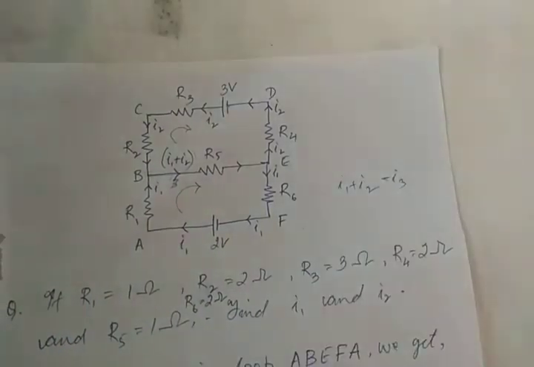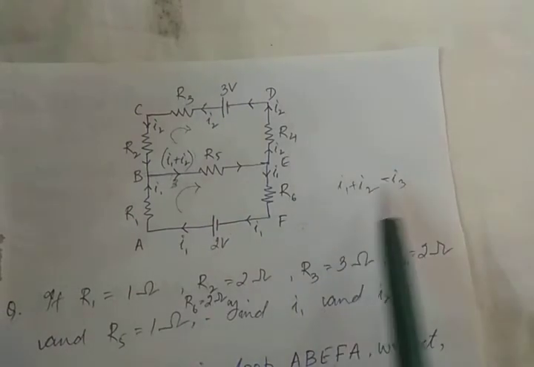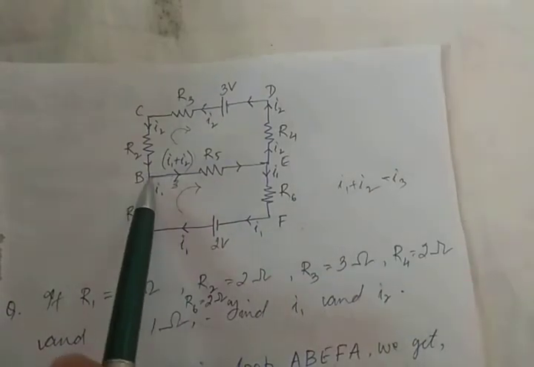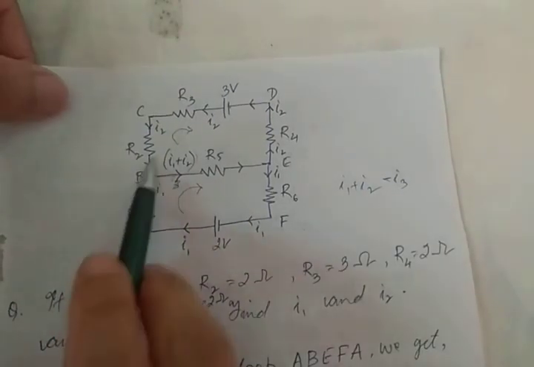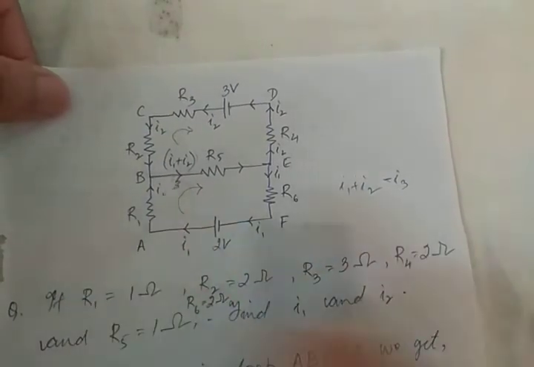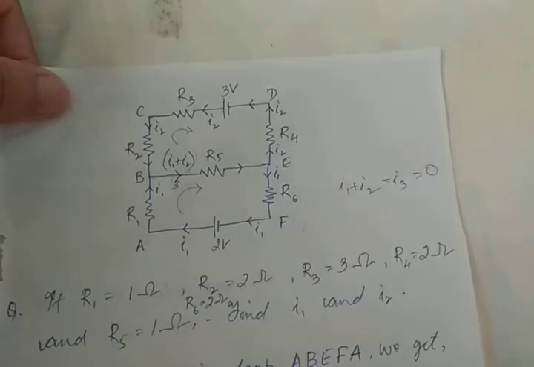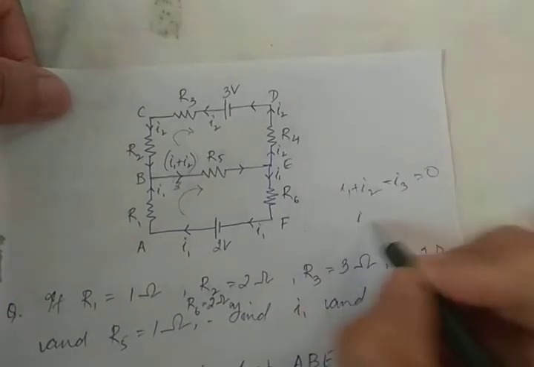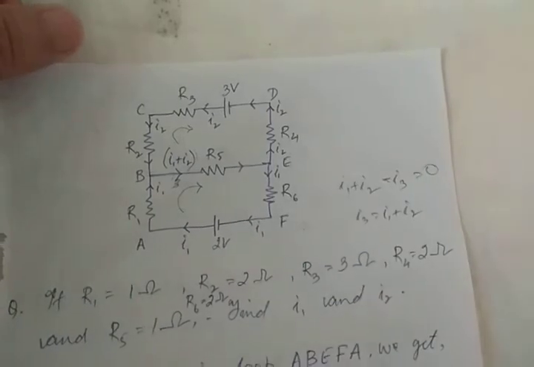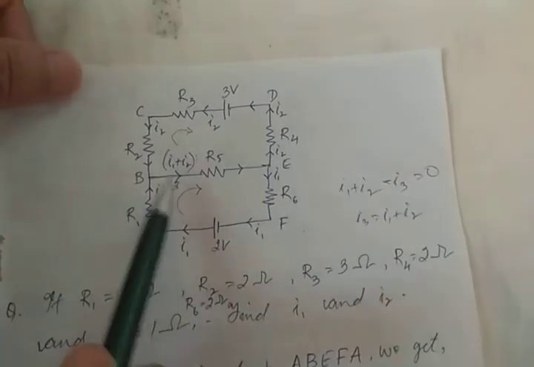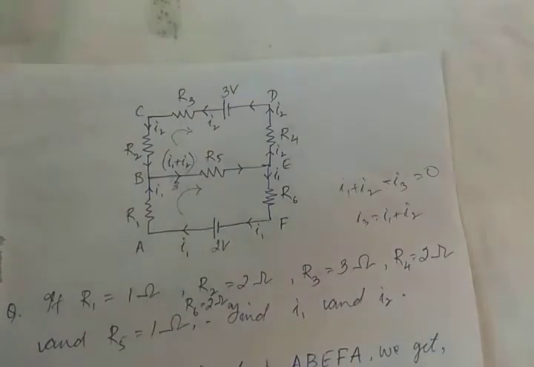Kirchhoff's current law tells us that the algebraic sum of the currents flowing into the junction, or meeting at the junction, is 0. So we have 3 currents, 2 flowing into the junction, and I3 flowing away from the junction. So I1 plus I2 minus I3 is equal to 0. From here, what do we get? I3 is I1 plus I2. Therefore instead of I3 we have written I1 plus I2.